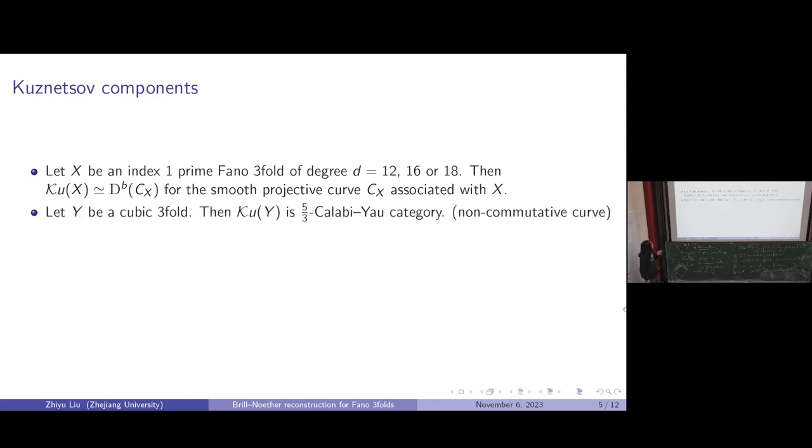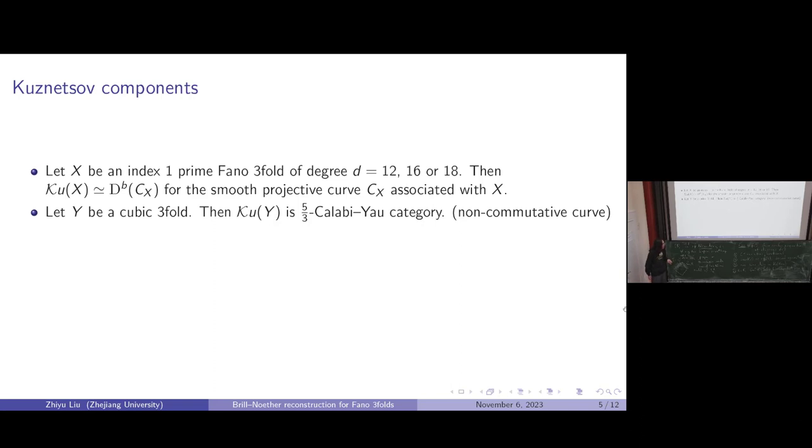But for the cubic threefold case, its Kuznetsov component is no longer equivalent to the derived category of a smooth variety, since it is a fractional Calabi-Yau category of dimension 5/3, which means the cube of its Serre functor is isomorphic to the shift by 5. Moreover, the numerical K-group of this Kuznetsov component has rank 2, the same as the derived category of a smooth curve. So we can regard this component as a kind of non-commutative curve.